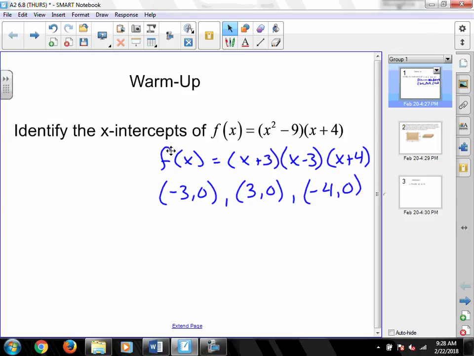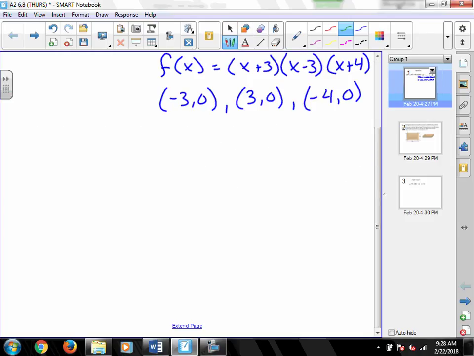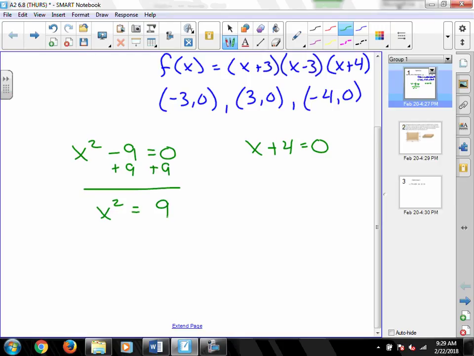Good. You could also set each of these equal to 0. So you can have x squared minus 9 is equal to 0, and x plus 4 is equal to 0. Then, how am I going to solve this first one, x squared minus 9? Add 9. X squared is equal to 9.